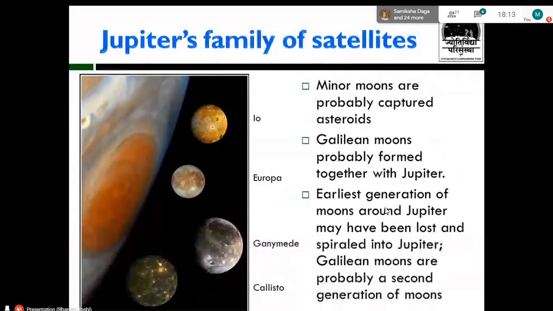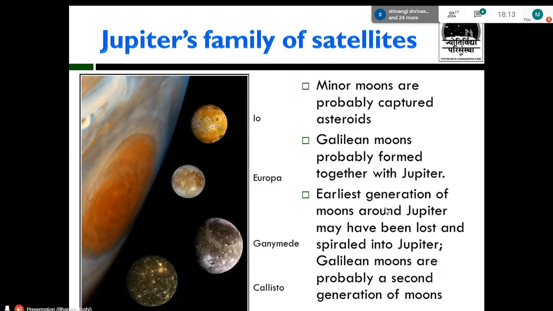Jupiter has 79 confirmed moons, out of which these 4 are the major moons. These are called the Galilean moons, which were discovered by Galileo, out of which Io is considered the most volcanically active object in the entire solar system, or you can say the most volcanic object of all the moons in our solar system. So that's Io.